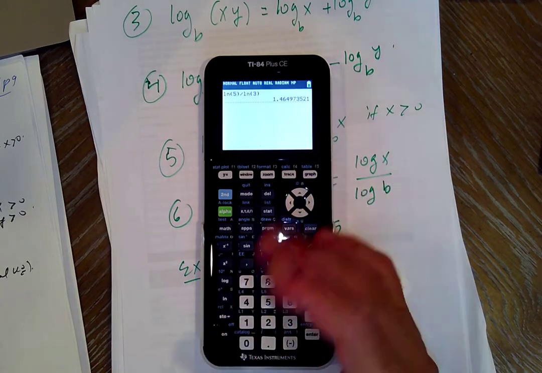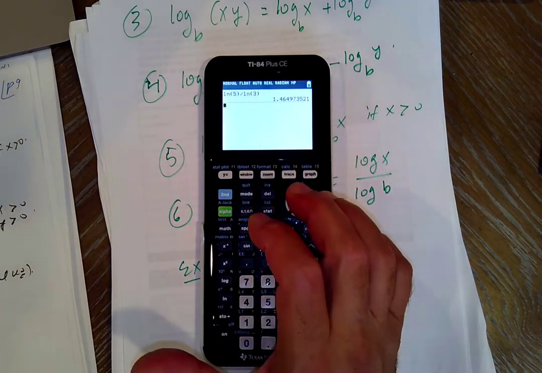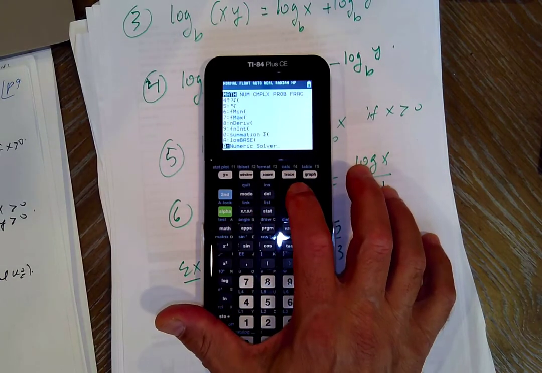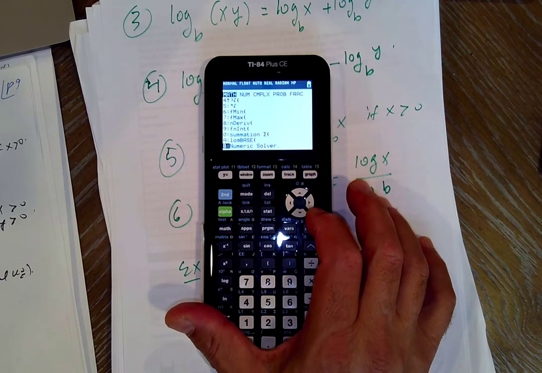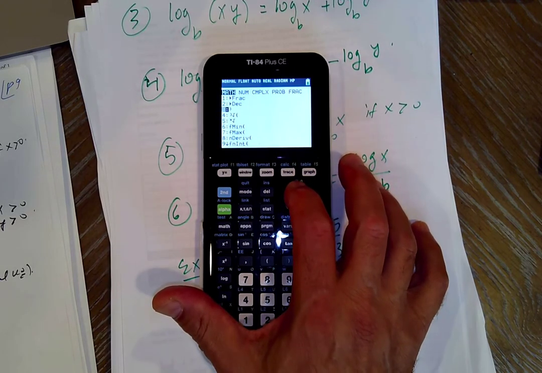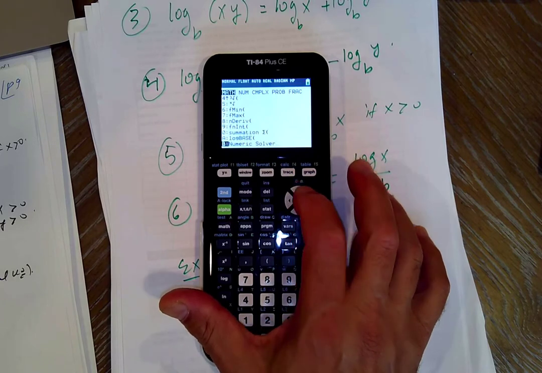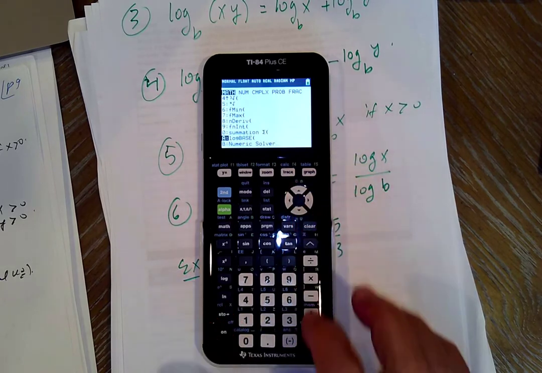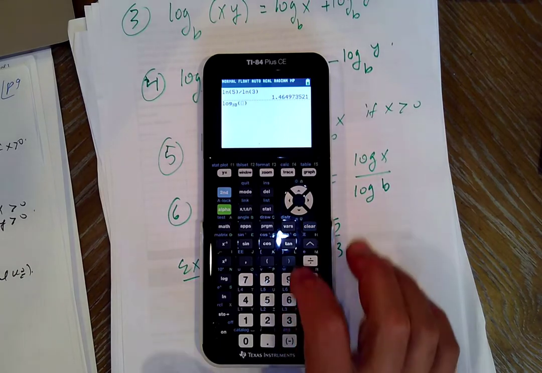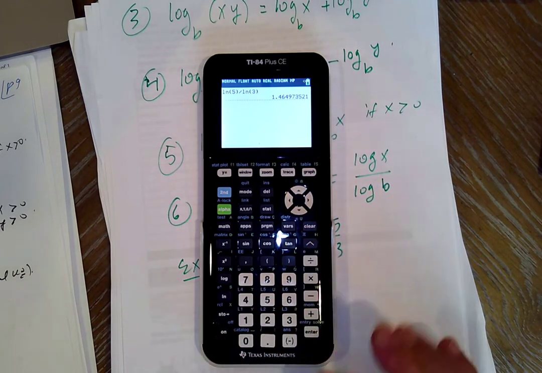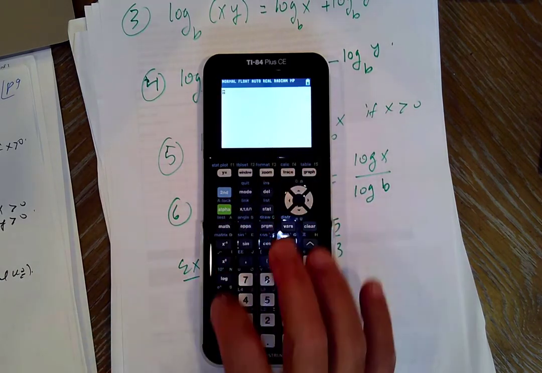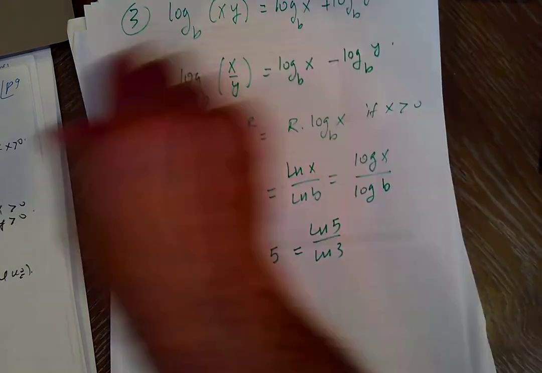Now, with the advanced calculators that we have, if you go to math and then up, there is a log base key, which is right here. Log base, you click on that, and then you can do log base 3 of 5, and it gives you the answer. Fortunately or unfortunately, I don't know, but that's the case. Okay.